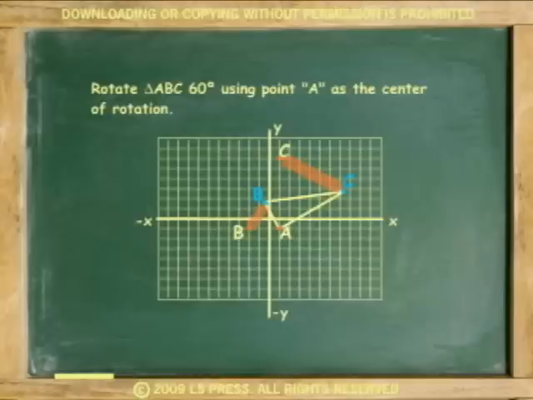point C. If the center of rotation changes, for example, from point A to point C, notice then that the new location of the triangle would be completely different.